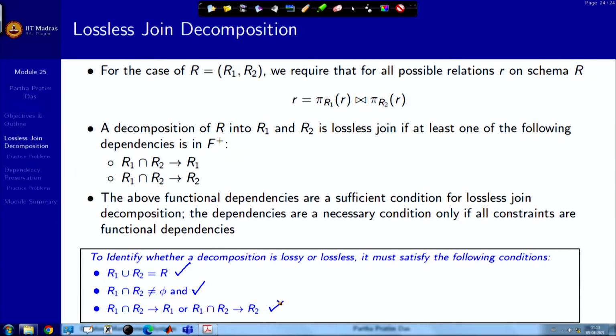Why and how it will become a necessary condition, we will discuss later on. But I am not going through the proof, I am just giving you the intuition behind this.